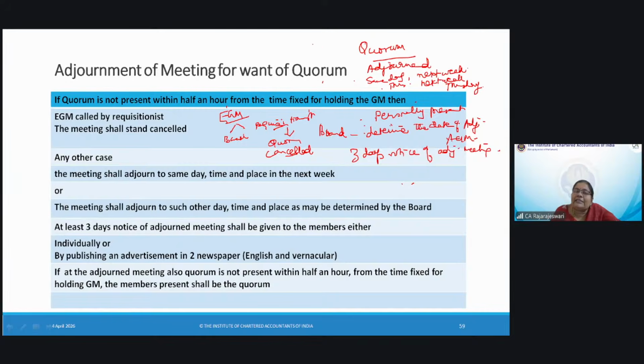So what is the time within which quorum should be there? Will you wait for 1 hour, 2 hours? No, the law says within half an hour. If the quorum is not there, then the chairman will ascertain whether the quorum is there. If the quorum is there, after ascertaining it, he will start with the proceedings. He will start with the agenda, 1, 2, 3, 4, like that, he will pass the resolution.